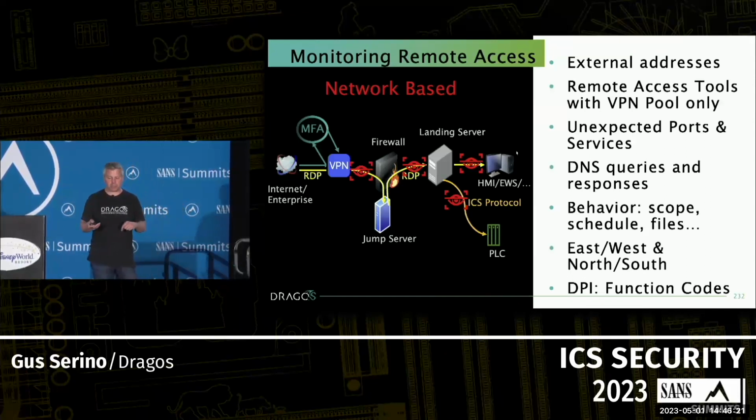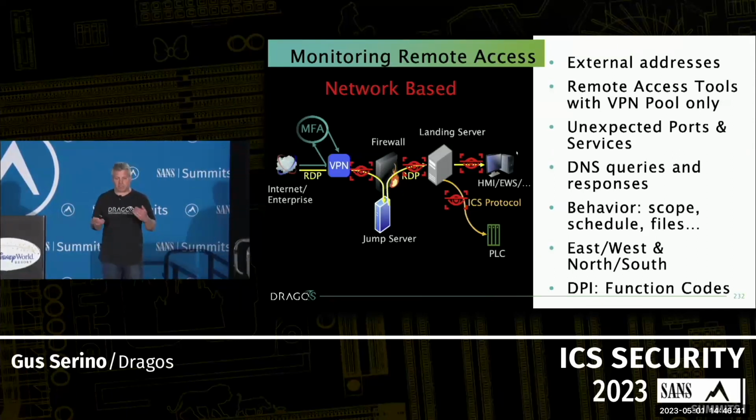Also, unexpected ports and services. If you see WinRM, which is a protocol that supports a lot of administrative functions on Windows machines, and you don't use that, or not to this device, or it's in a different flow, you should be able to detect that, and you should investigate it.